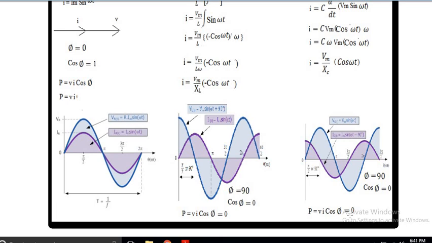Again, if I talk about power consumed in a purely inductive circuit, it is VI cos phi, but since phi is equal to 90 degrees, cos phi will be equal to 0. So in case of purely inductive circuits, mind well, I'm saying purely inductive circuits, power consumed is 0. Similarly over here, since phi is again pi by 2, cos phi will be equal to 0. So power consumed in an ideal purely capacitive circuit is also 0.